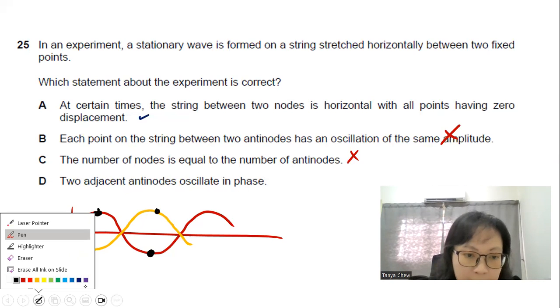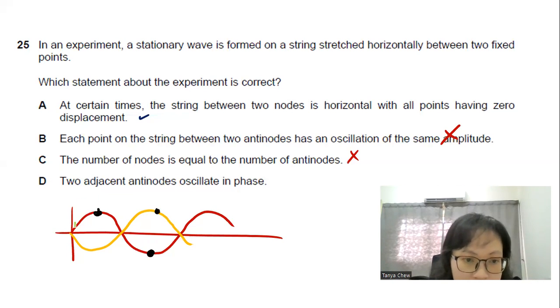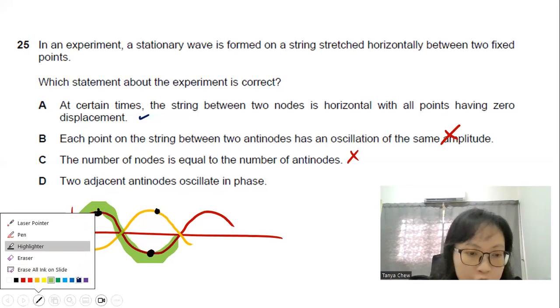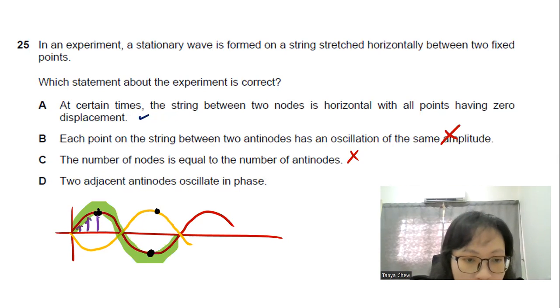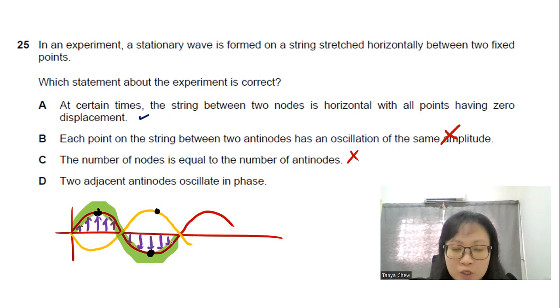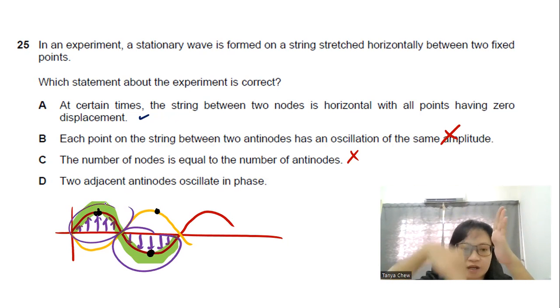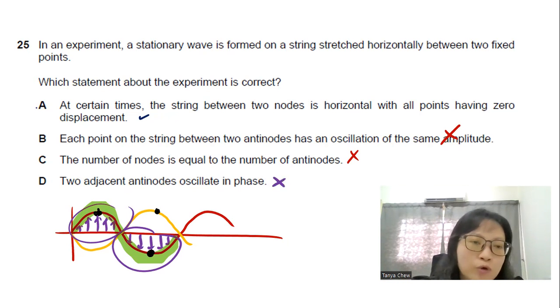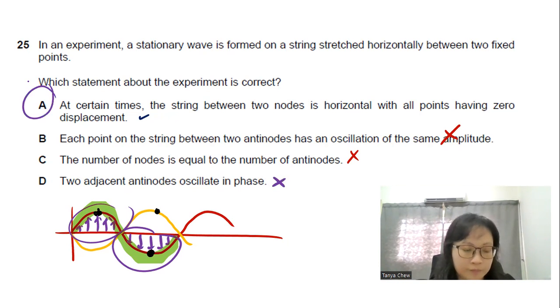Okay, here. I am going to look at my red color wave. I'm going to highlight here. Only this wave. Now, what happens here? How do you get this kind of wave profile is that all the particles will oscillate outwards here. And here, all the particles are oscillating downwards. So two adjacent antinodes, they oscillate in anti-phase because one is outwards, the other one is downwards. So they have a phase difference by 180 degrees. So this is wrong. The answer is A.